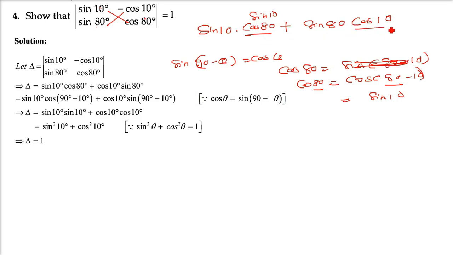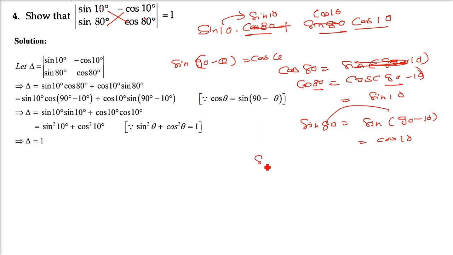Similarly, in place of sin 80, you can write sin 90 minus 10. And sin 90 minus theta is what? It is cos theta, cos 10. You just write it here. In place of sin 80, write cos 10. So sin 10 into sin 10 is sin square 10. Here we have cos 10 into cos 10 is cos square 10. Sin square plus cos square is 1. Okay.